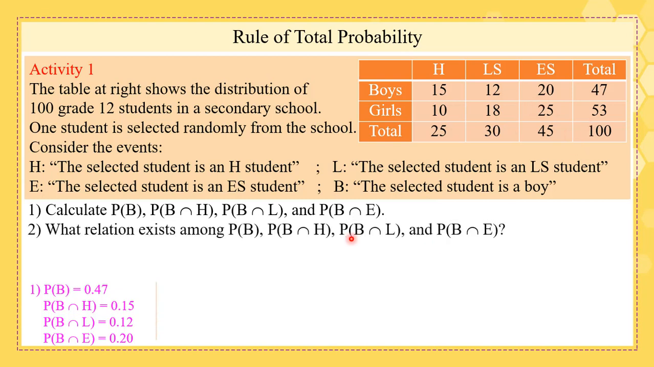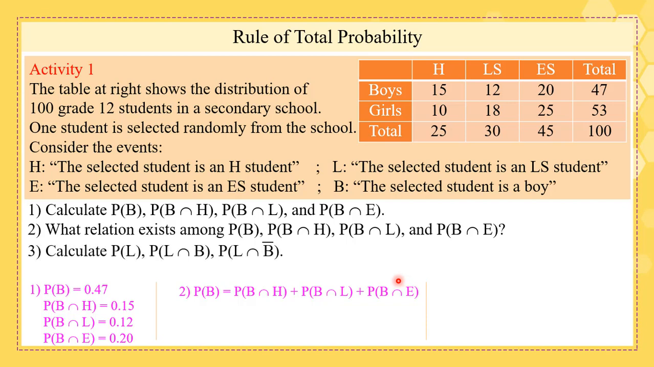Now the question is, what is the relation that exists among P of B, B intersection H, B intersection L, and B intersection E? Well, we have 47, we have 15, 12, and 20, and we can easily see that P of B is B intersection H plus B intersection L plus B intersection E, and this is very logical because if we think about it, what is the probability of selecting a boy? It will be the probability of selecting a boy from the humanities section, or a boy from the LS section, or a boy from the ES section.